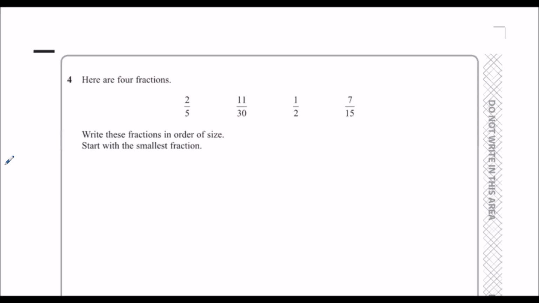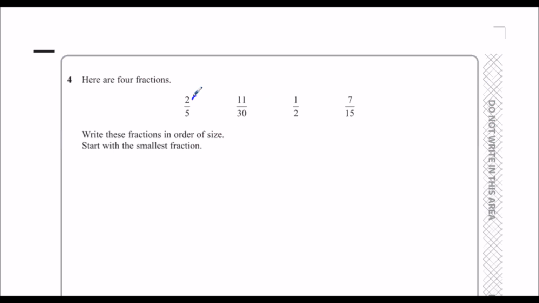Question 4. Here are 4 fractions. Write these fractions in order of size. Start with the smallest fraction. So we need to compare the size of these fractions. So the way to do that is to make the denominators the same, make the bottom numbers the same for each fraction. So we can make each of the denominators 30. And we're going to leave this one as it is.